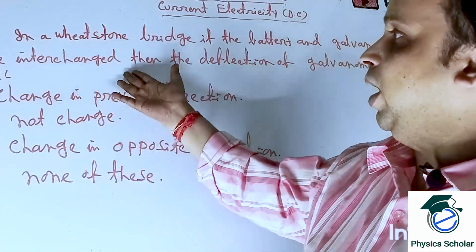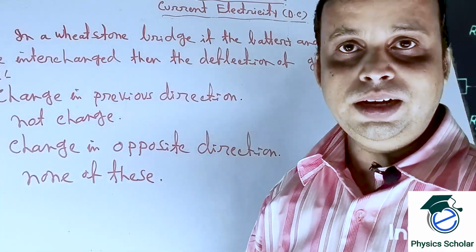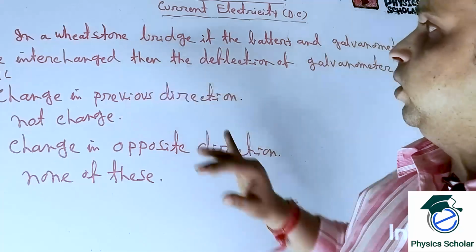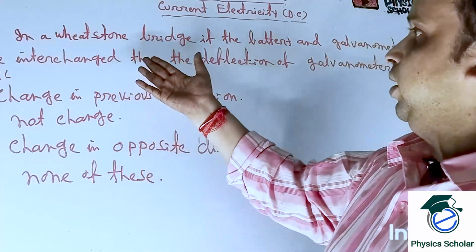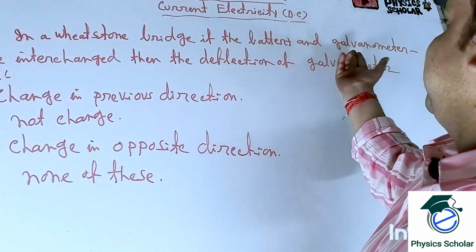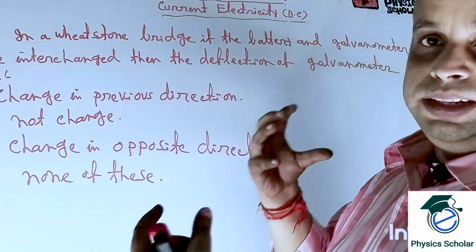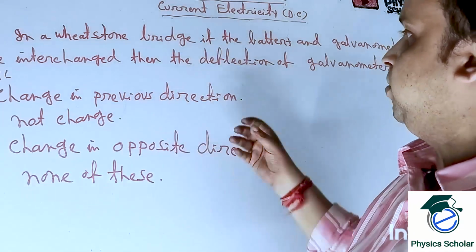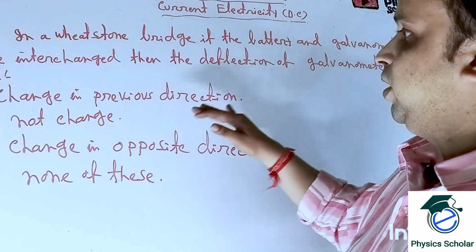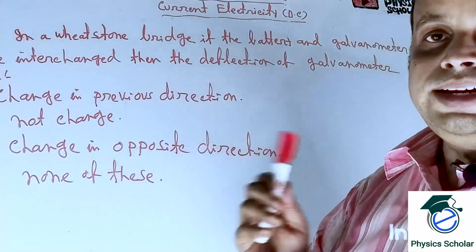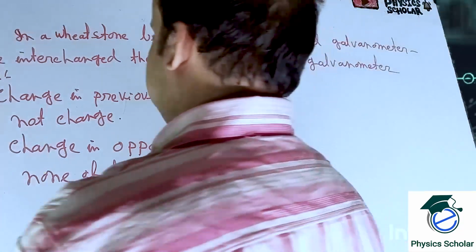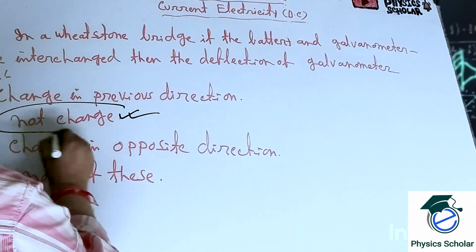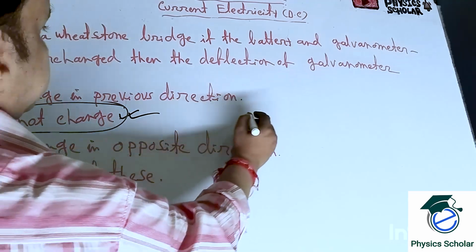Students, now it is the last question of today's episode, last but not the least. It is also conceptual. In a Wheatstone bridge, if the battery and the galvanometer are interchanged, that means in the position of the galvanometer the battery is placed, and in the position of the battery the galvanometer is placed, the deflection of the galvanometer will not change.